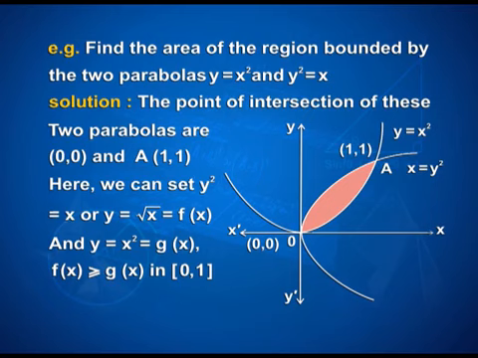We can see the two parabolas here, y is equal to x square and x is equal to y square, and the points of intersection as 1, 1 and 0, 0 at the origin.